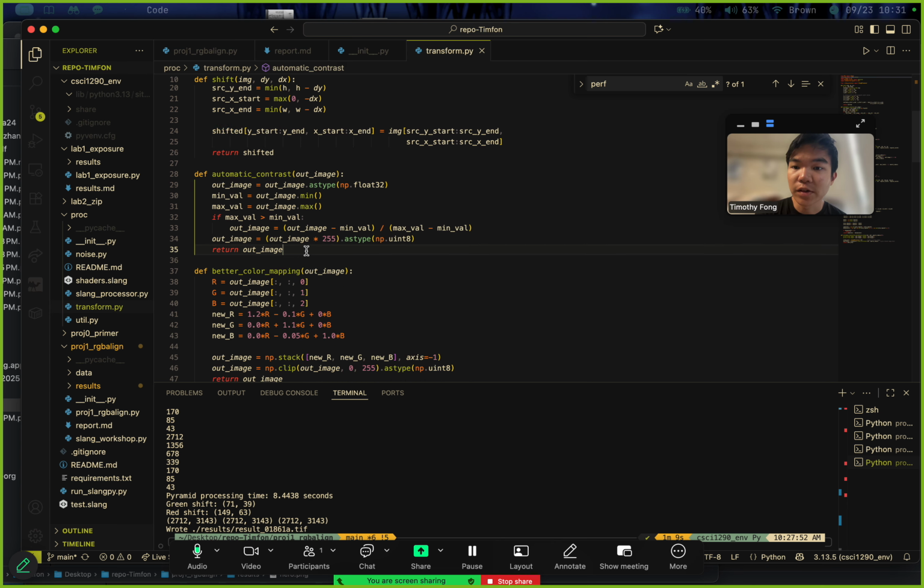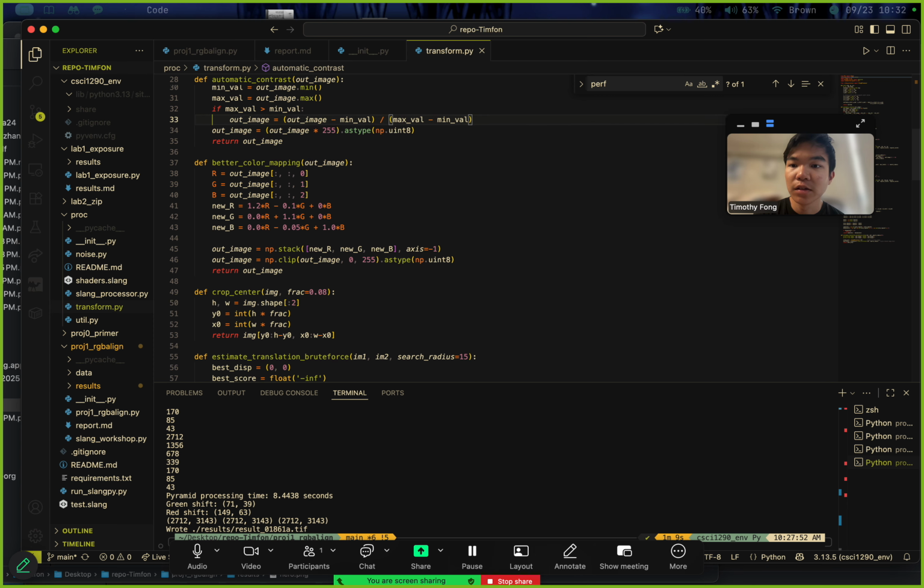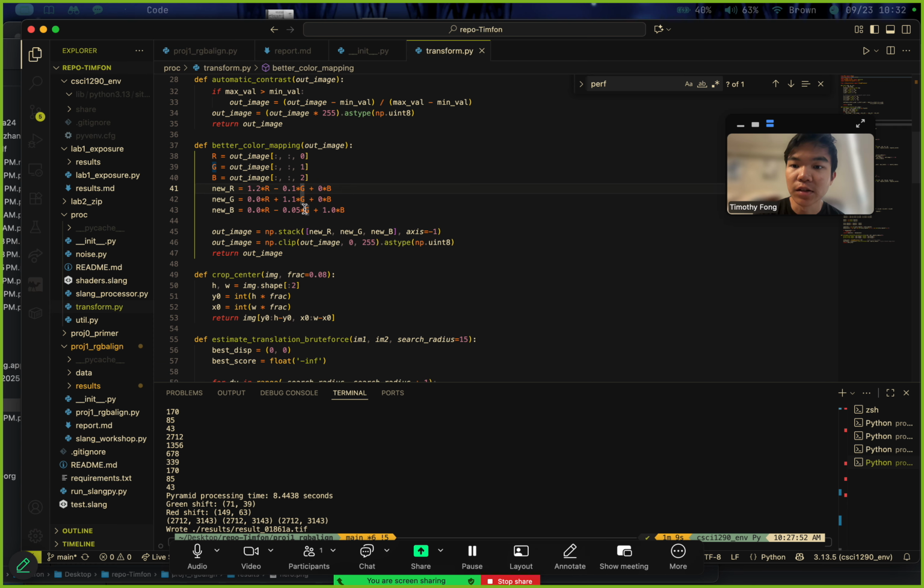For automatic contrast, it finds the darkest pixel in the image, the brightest pixel in the image, and scales it to 255 value. The darkest would turn out to be black, the whitest would turn out to be 1. For better color mapping, I find the channels and multiply each of the channels by some constant to kind of tweak the color settings a little, and it results in a better looking image.